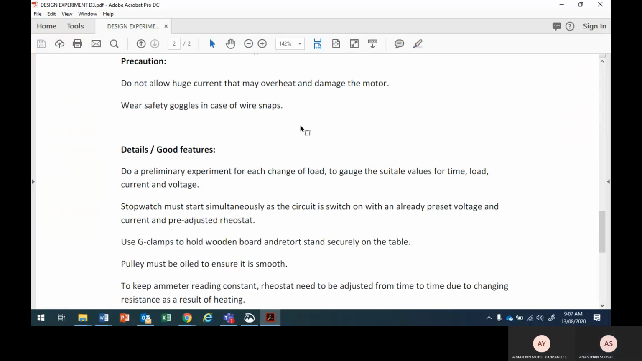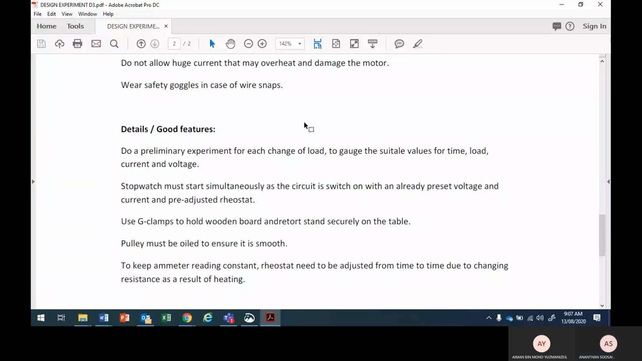Wear safety goggles. Do not use a huge current, it may overheat. Use a preliminary experiment to make sure the values of time to go up are not too small or too big.